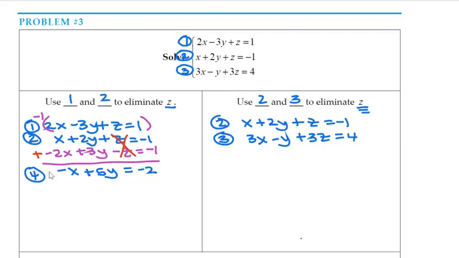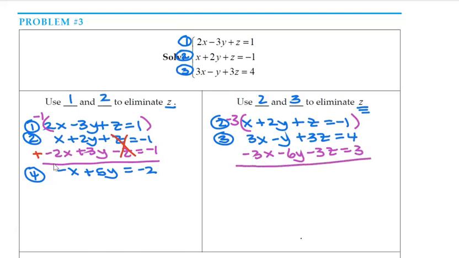All right, so I'm trying to eliminate the z's. If I multiply that top equation by -3, and I add those z's together, do you see those will eliminate? But if I multiply one of them by -3, I've got to multiply everything. So when I do that, I get -3x minus 6y, and then minus 3z equals +3.